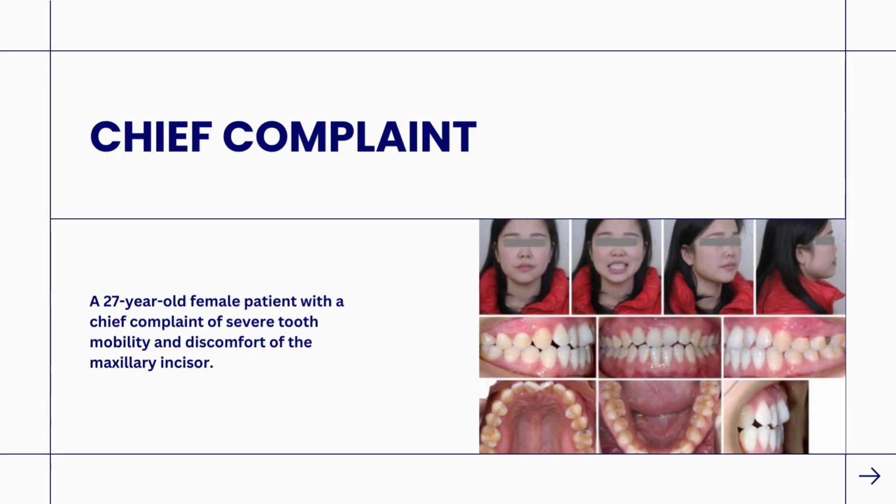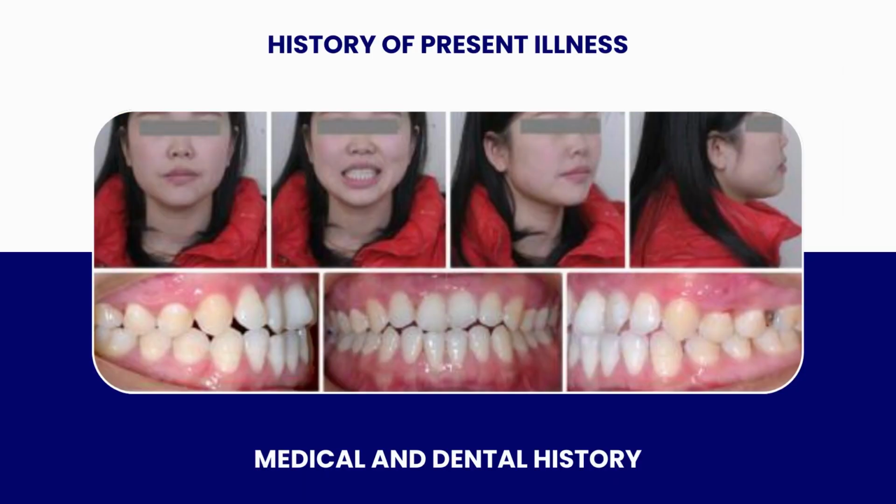Let's start with the patient's information. A 27-year-old female who has a chief complaint of severe tooth mobility and discomfort of the maxillary incisor. The patient's history of present illness: she was referred by the periodontist for an orthodontic advice since her periodontal therapy failed to reduce tooth movement despite strict periodontal maintenance for half a year.